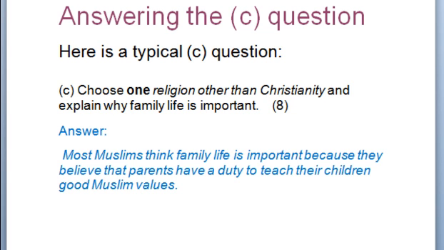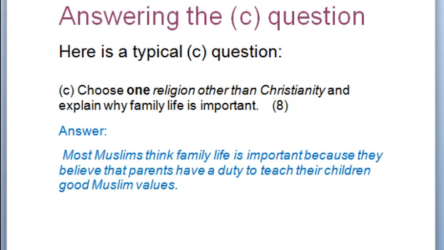One of the ways of answering this question is, most Muslims think family life is important because they believe that parents have a duty to teach their children good Muslim values. This is a good way of starting because the candidate has started to answer the question by saying most Muslims think. As you can see, this time removing the answer from themselves.